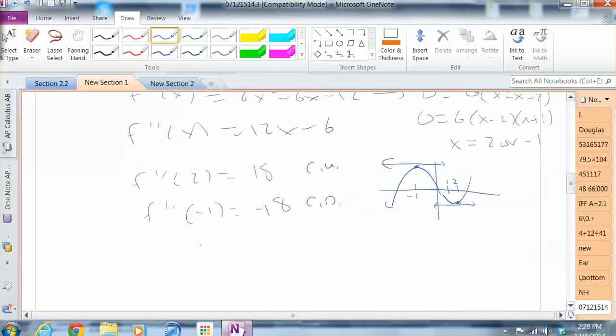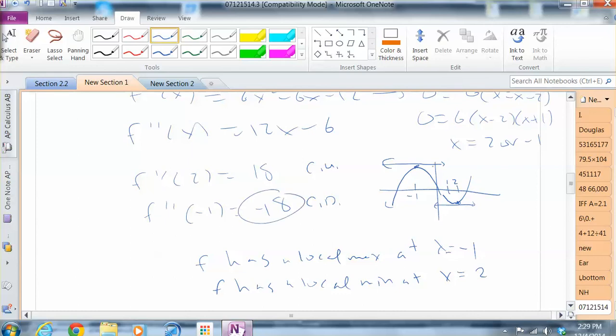So what this means is that we're going to have a local max at x equals negative 1, and a local min at x equals 2. And that's because our second derivative at x equals negative 1 was negative, making it concave down, but because we had a derivative of 0 there, that makes it a max. And for x equals 2, we have something that's concave up with the first derivative 0, that makes it a min.